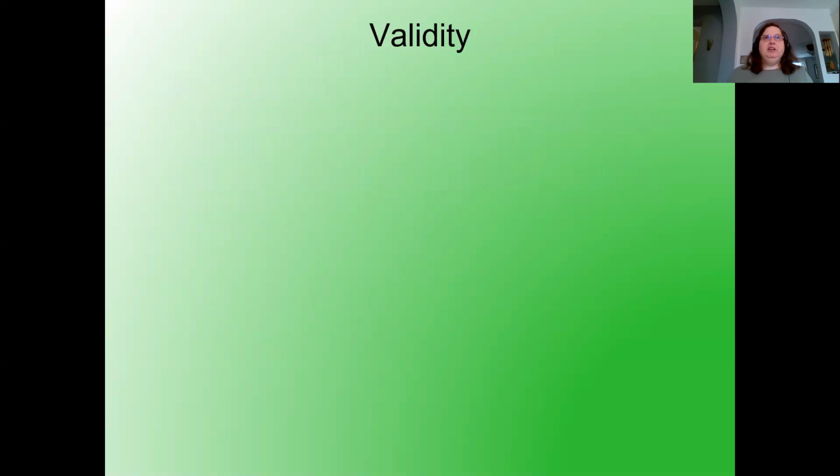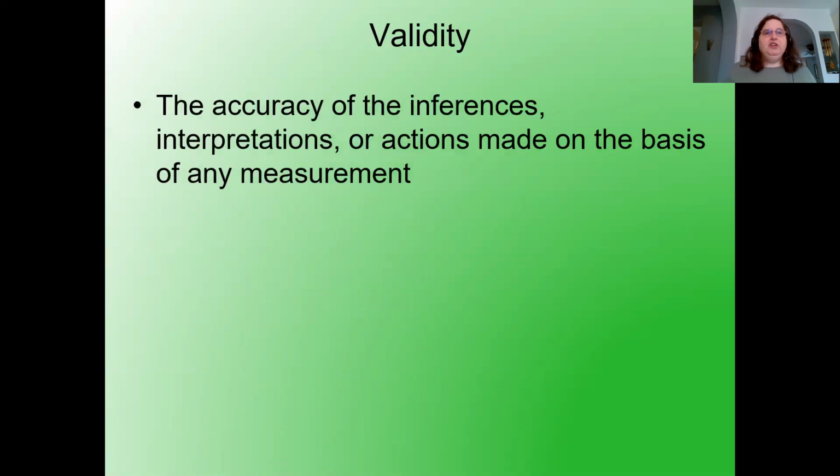Now let's talk about validity. Remember, this is how accurately a measure measures a construct. Okay, so the accuracy of the inferences, interpretations, or actions made on the basis of any measurement. Okay, so we want to make sure that when we're measuring something, we're getting a true measure of it. Now again, this can be a bit simpler with something like weight, right? And a lot more complicated when it comes to depressive symptomatology.